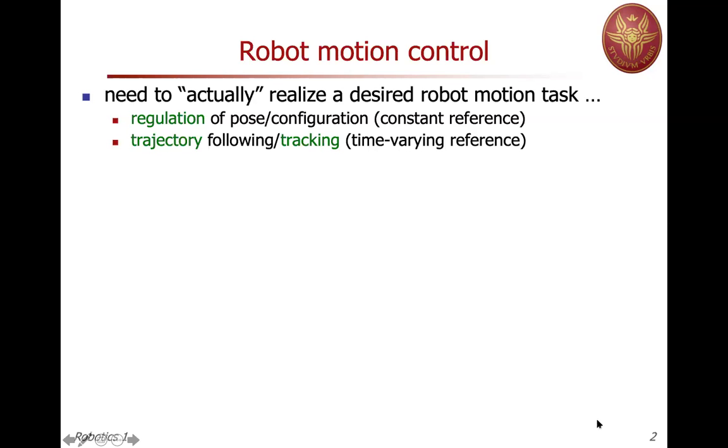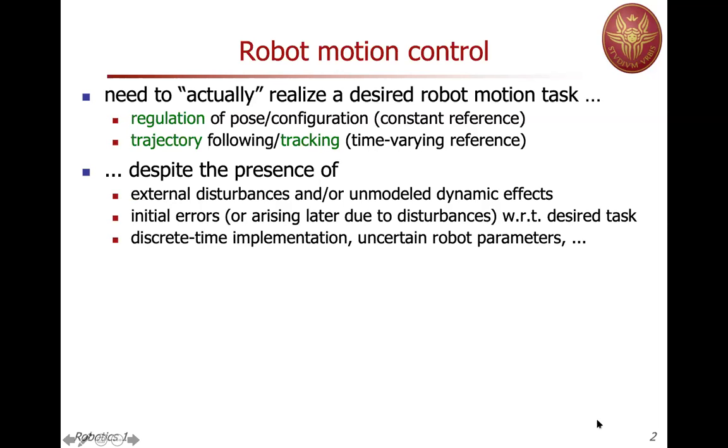So if we have to do a pick and place operation, and the robot is in some home position, the first motion will be a regulation to the pick configuration, okay? Then we may follow a path with a given timing law, so a trajectory to the place pose, and then we move away and we just care to recover the home configuration. So depending on the task, you have a regulation or trajectory tracking problem.